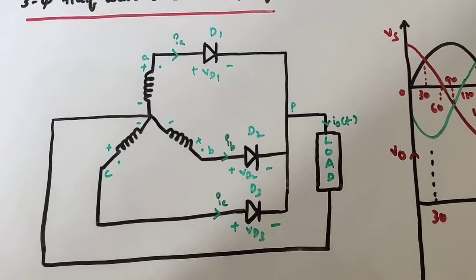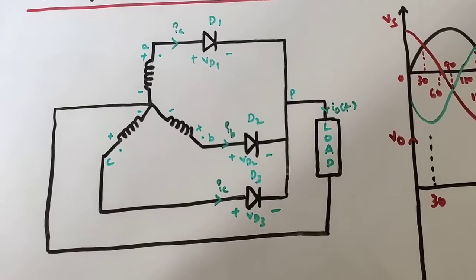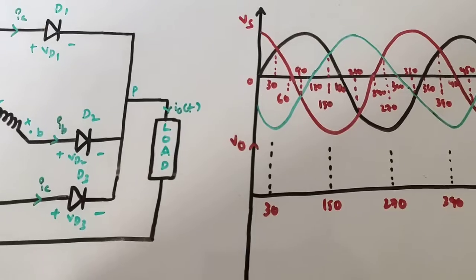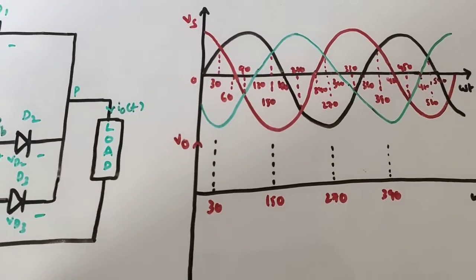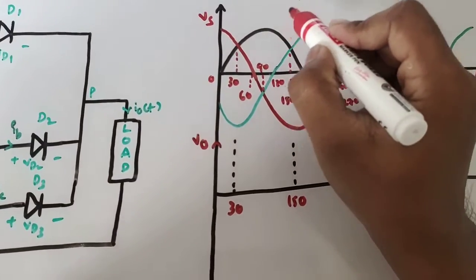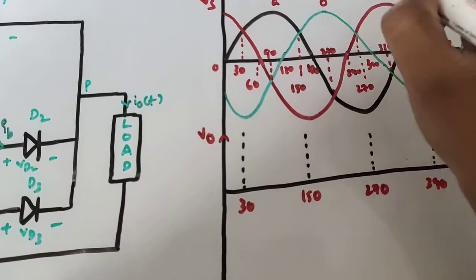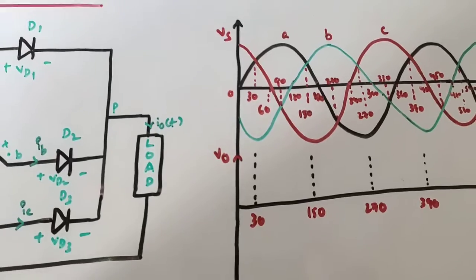Now, how are we going to analyze this? That is very important. I'm showing you the three-phase waveform. Let me write it. This is the A phase, this is the B phase, and this is the C phase.